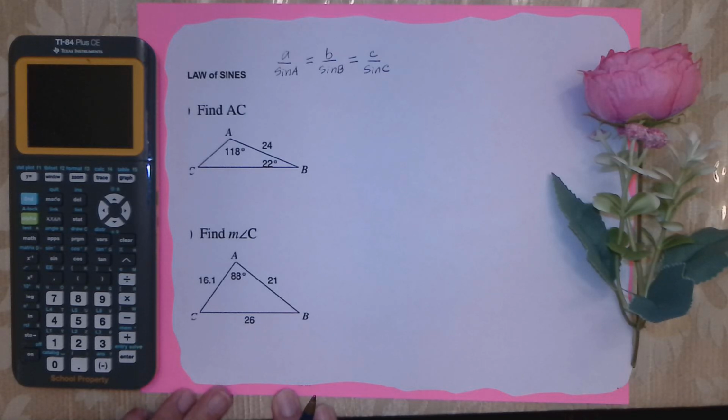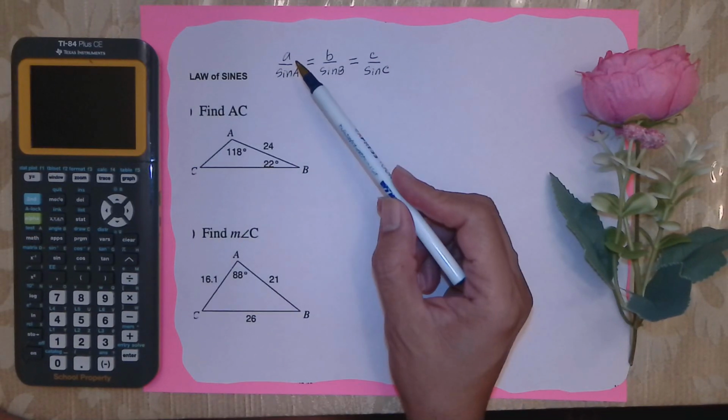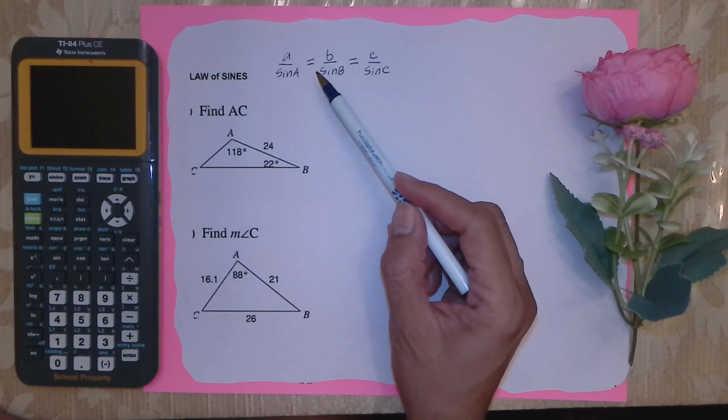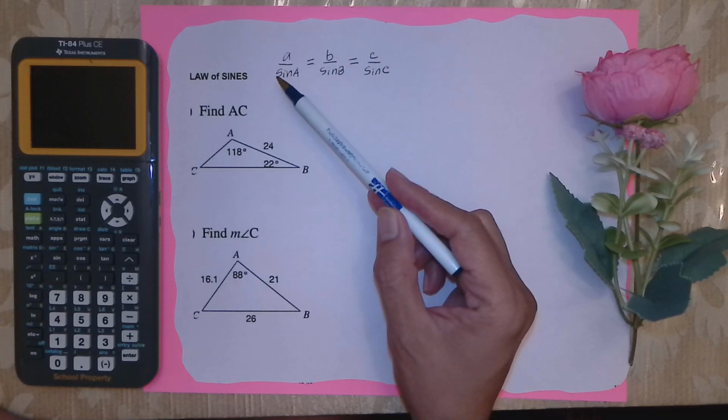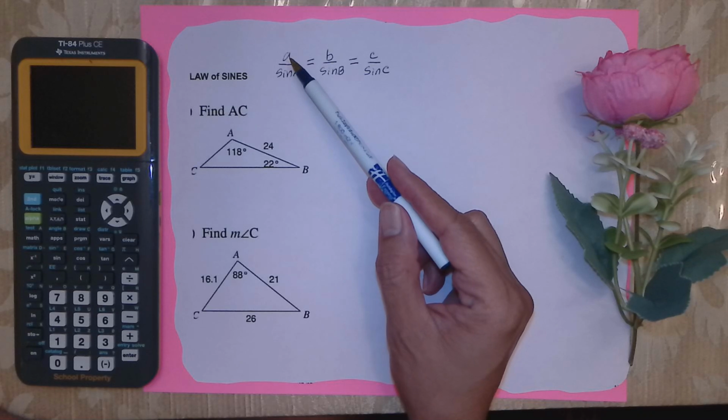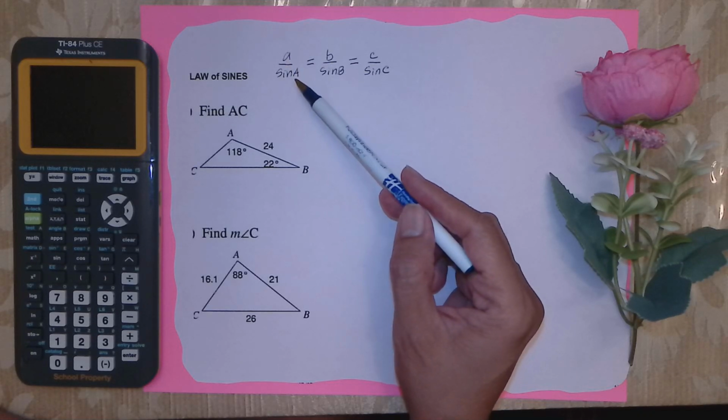In this video, I am going to discuss the use of the law of sines. The law of sines is a over sine A is equal to b over sine B is equal to c over sine C. The a here, the small letter a, stands for the sides. Capital letters here stand for the angles.